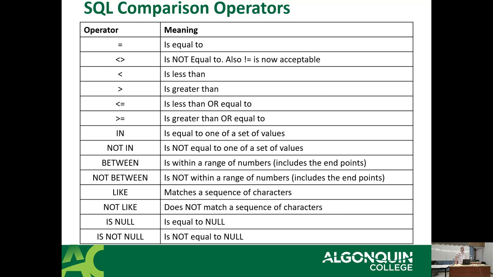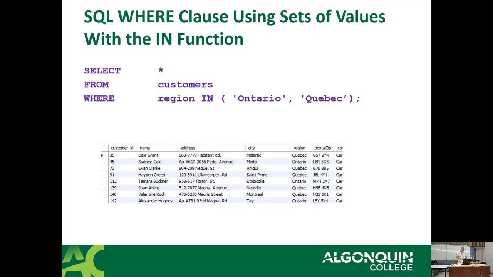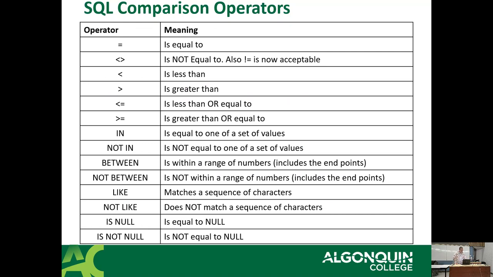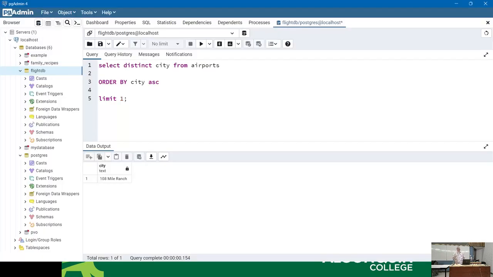We have less than, greater than, less than or equal, greater than or equal. That's the same stuff you've seen in Java. Although we have some special ones. We have in and not in, and I'll demonstrate that in a minute. We have between, which is a range. Not between, which is anything not in that range. Like, not like. Is null, is not null. I'll cover some of these in a moment. I'm going to do the demonstration and then see how many slides I'm going to skip.